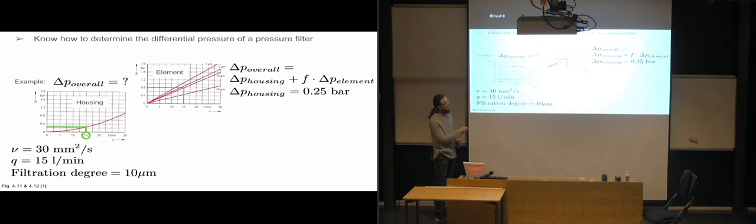And then we want to look at the pressure drop across the element itself. And the element has the filtration degree of 10 micrometers. So we need to figure out which of the characteristic curves we need to look at. 10 micrometers, so that red curve. And we also had a flow rate of 15 liters per minute. So we go to 15 liters per minute, up to the 10 micrometer mark, and over here, we had 0.8 bars in a pressure difference there.